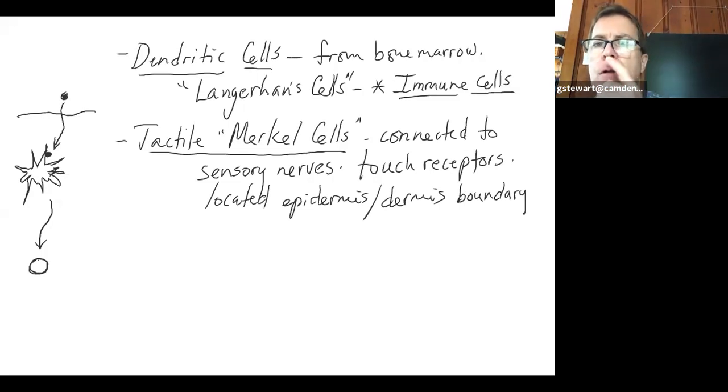These are light touch receptors, which are a different type of sensory receptor than deep pressure receptors. That's a type of pain receptor, actually. So those are the cell types that we find in the epidermis. Now I'm just going to layer on this in case I need to go back.